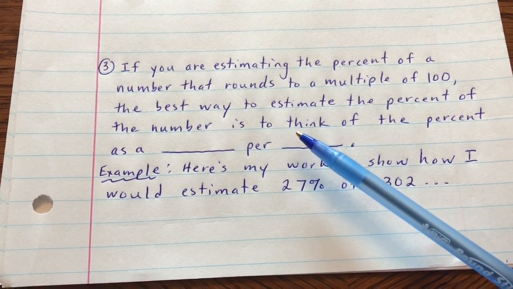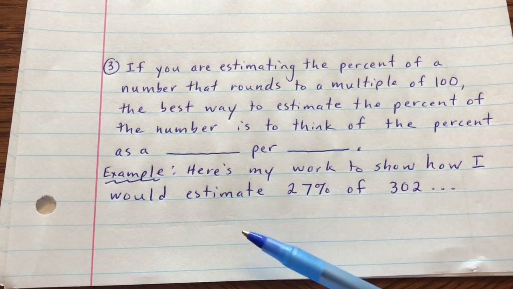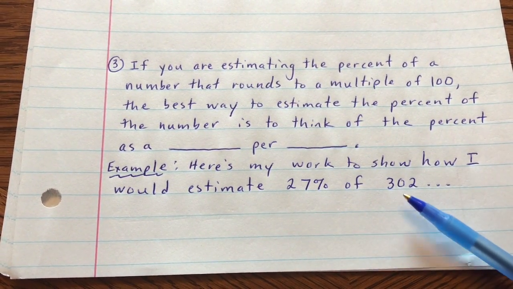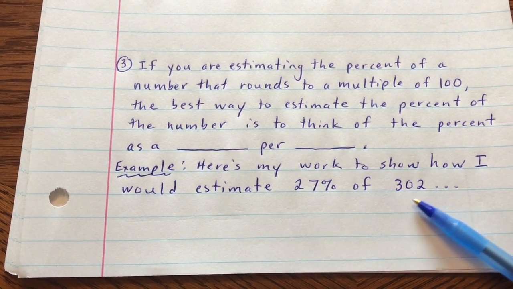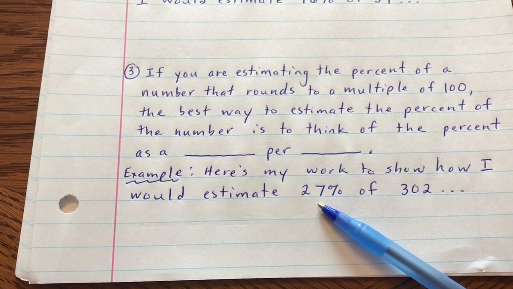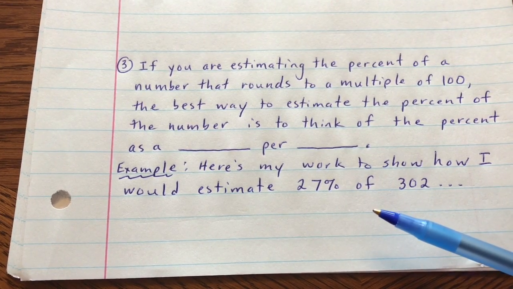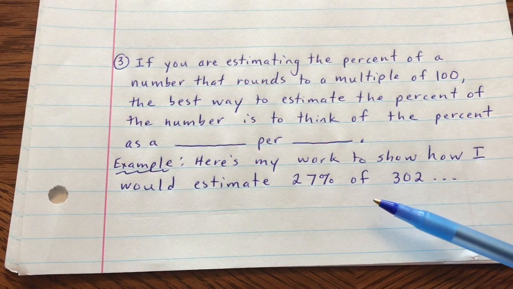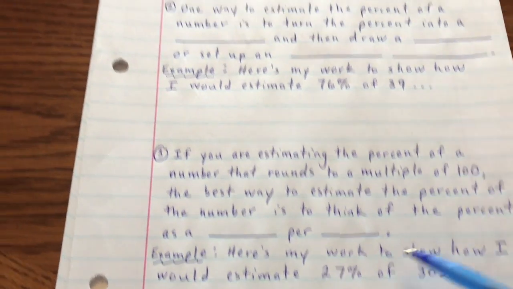If you want to look back in the book and check yourself. Here's an example using this method. Here's my work to show how I would estimate 27% of 302. So look, 302 is really close to 300. So you can keep this 27 the same and use this method here in number 3 to estimate the 27% of 302. All right, go ahead and do that, and then do the learning objective check-in.